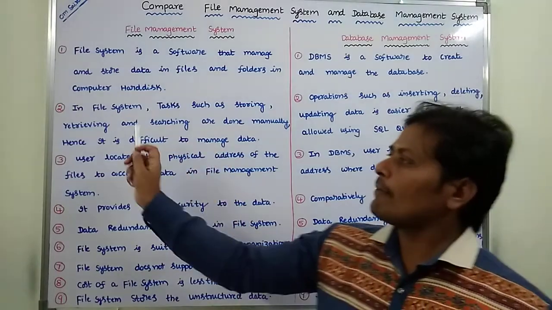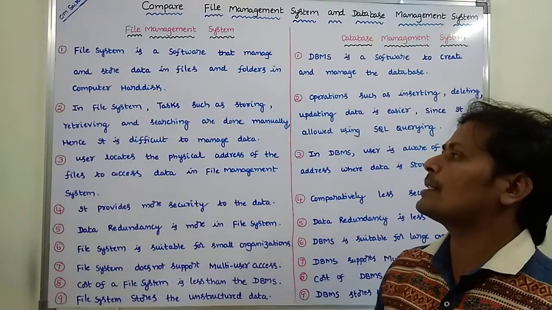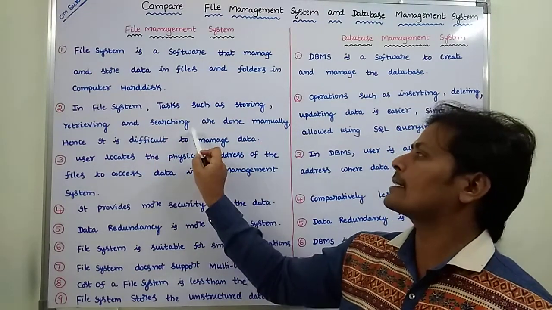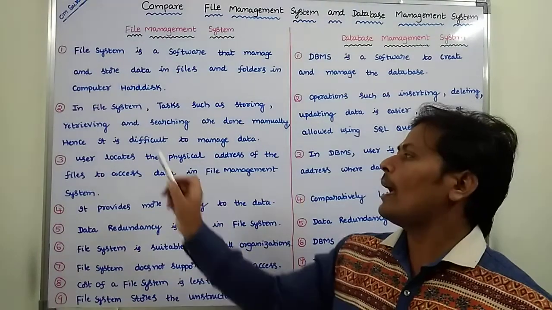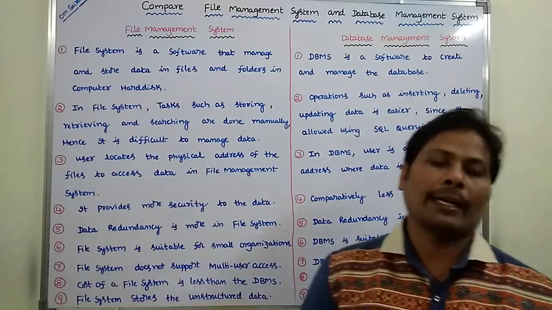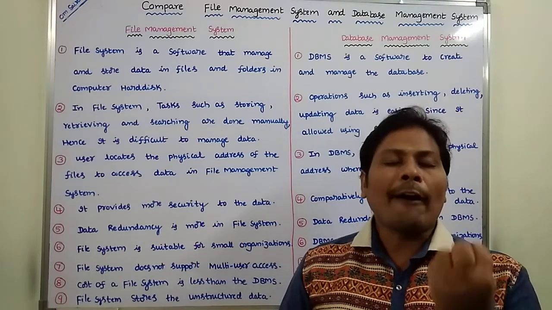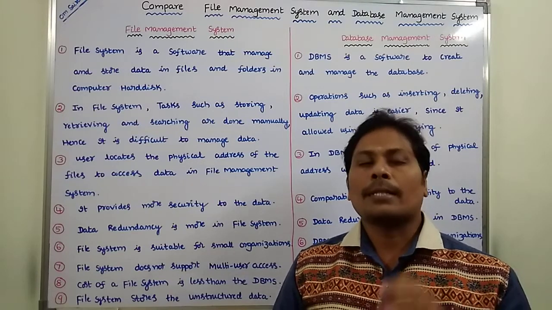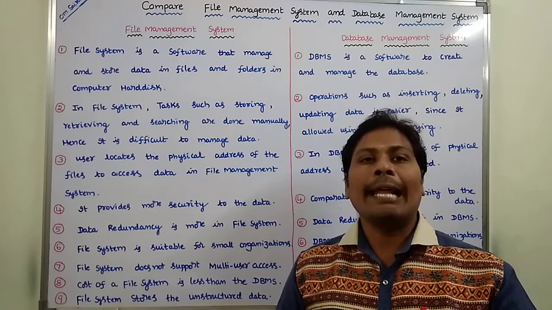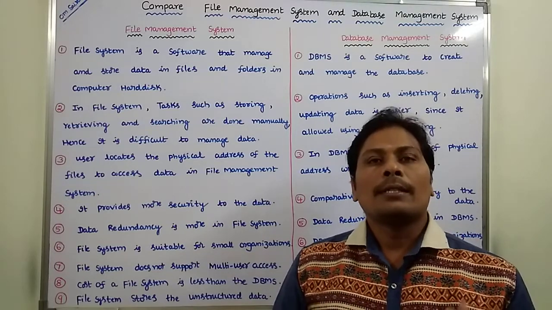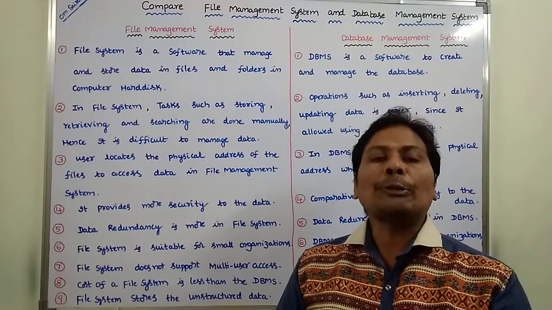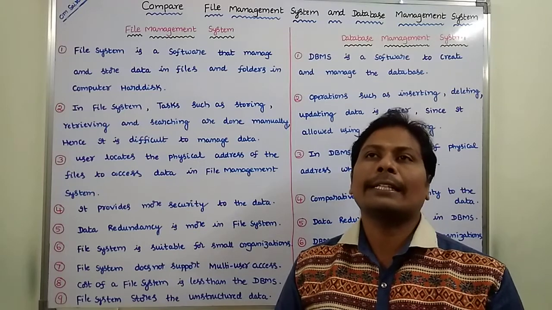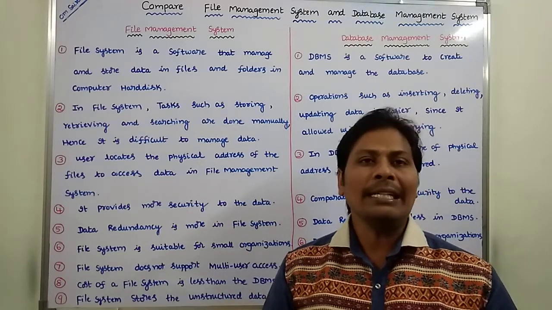Next, the second point. In file management system, tasks such as storing, retrieving and searching are done manually, hence it is difficult to manage the data. Suppose in file management system we want to search a file, insert data into the file, or retrieve the data from the file. These are the tasks that can be done on file management system.